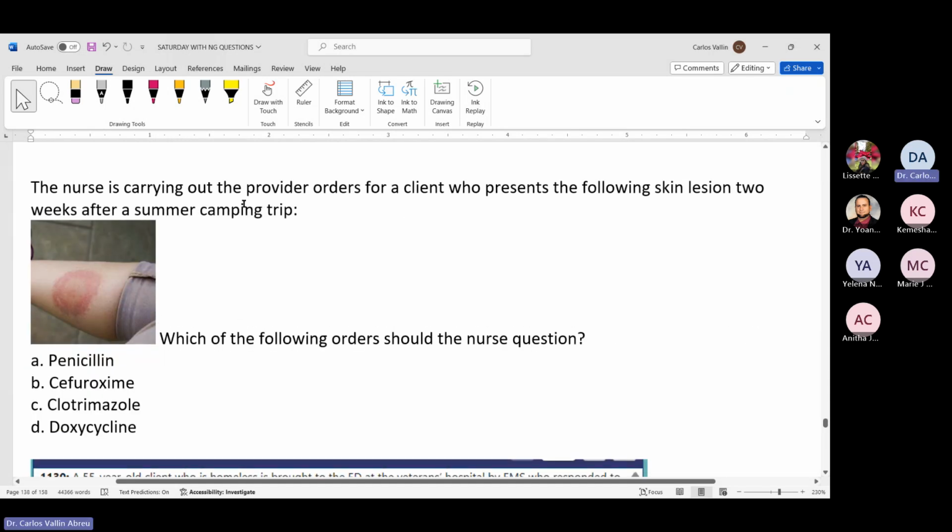The nurse is carrying out the provider's order for a client who presented with a skin lesion 2 weeks after a summer camping trip.